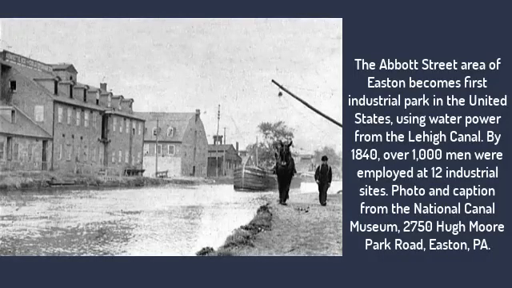This energy was exploited in America's first industrial park, the Abbott Street Industrial Park, which used to be located right here. In its heyday, the Abbott Street Industrial Zone was home to a grinding mill, a textile factory, blast furnaces, and a wireworks. All of these industries were powered by water, by the water falling from the canal into the Lehigh River.